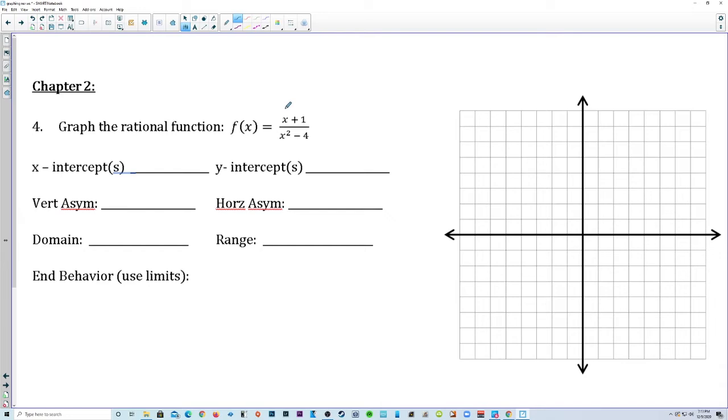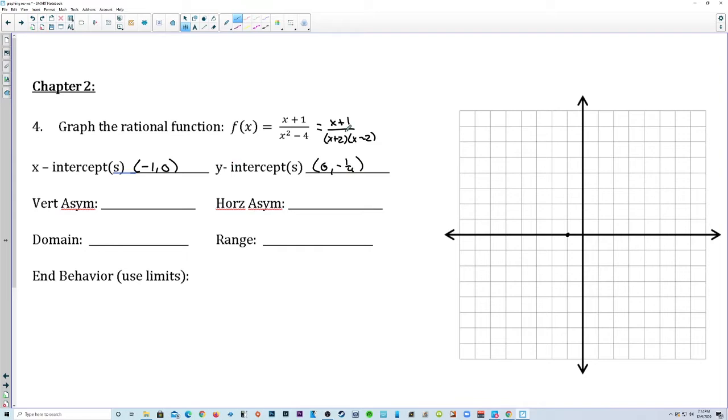Number 4, graph the rational function. Let's factor x plus 1 over x plus 2, x minus 2, and we don't have the same factor on the top and the bottom, so that means there's no holes. X-intercepts, that's what makes the top 0. So (-1, 0) is the x-intercept. Y-intercepts, we plug 0 in for x, so that's going to be (0, -1/4).